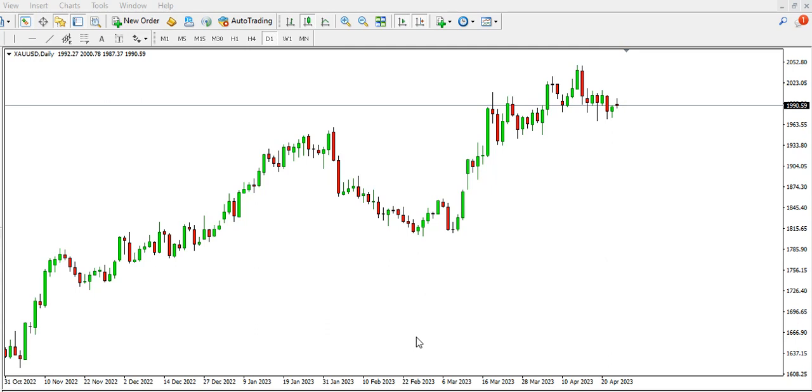How to easily scalp XAUUSD gold on the lower time frames. Lower time frames, I mean on the 5 minutes time frame, 1 minute time frame, and then 15 minutes time frame. Okay, but before you scalp XAUUSD, you consider the news economy.